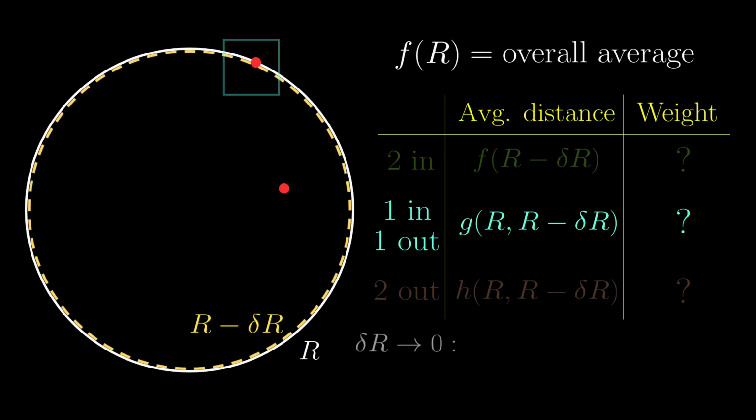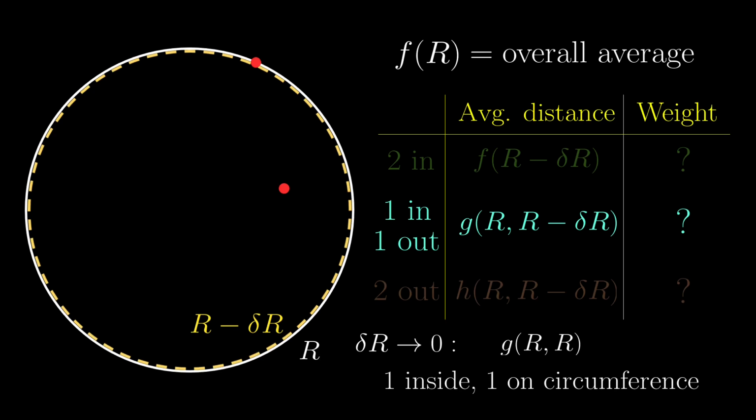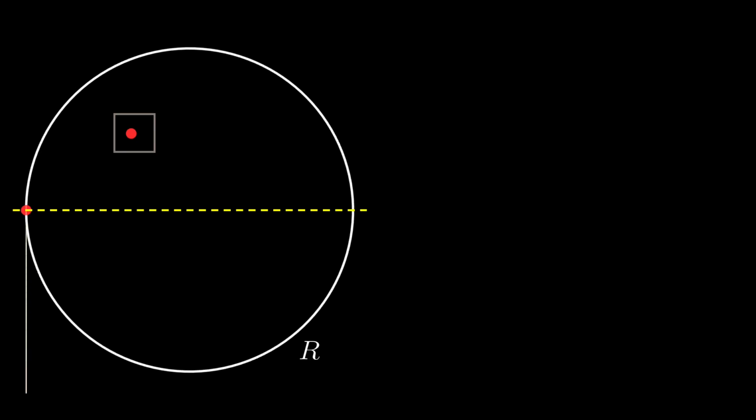So in the limit, g of r refers to the average distance where one point is inside the disk and the other lies on the circumference. One last thing before we do any computation. By the rotational symmetry of the setup, we can always rotate so that the point on the circumference is on the horizontal axis. So now there is only one point free to move. We then set up a new coordinate system with the leftmost point as the origin, and now we are ready.